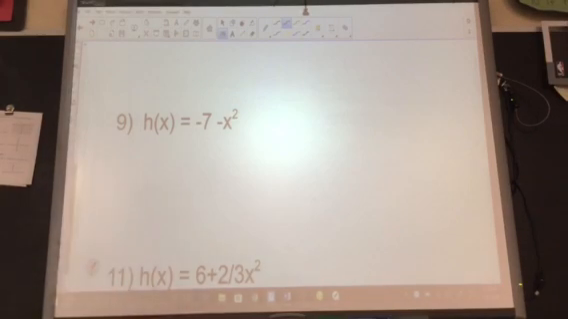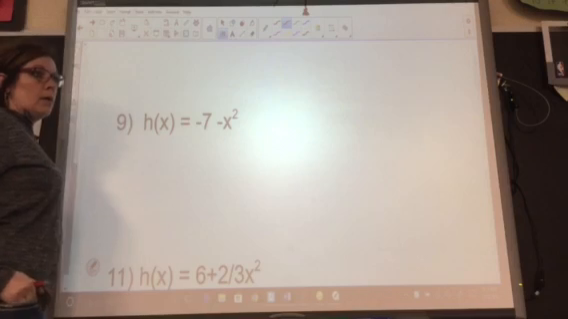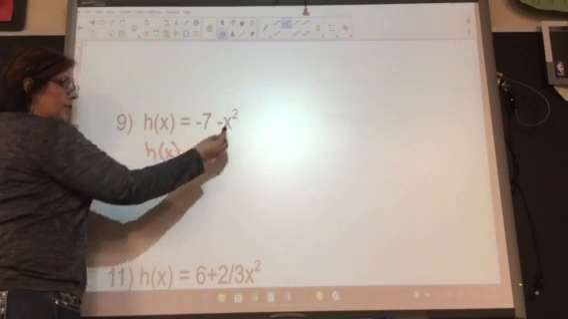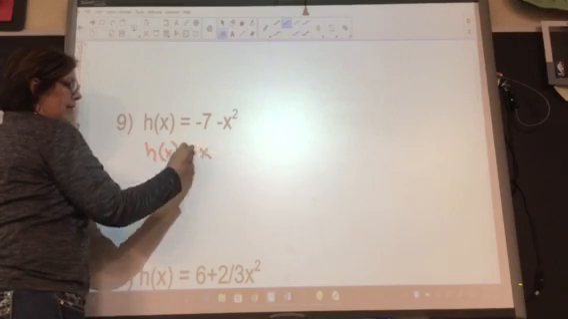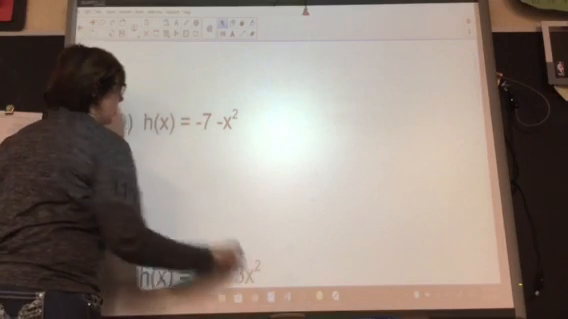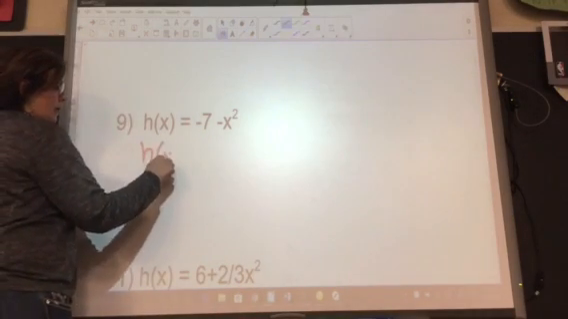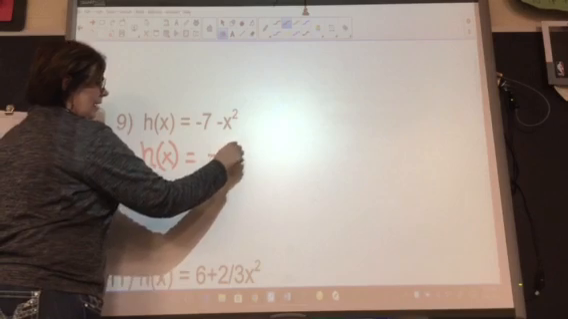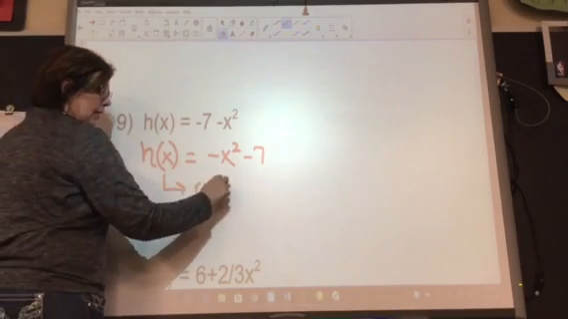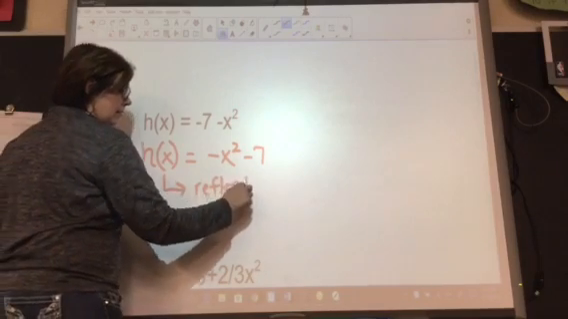What about number 9? The directions for number 9, same thing. Describe how the graph is related to the parent function, f of x equals x squared. Missy, number 9. The graph is reflected across the x-axis. Yeah, I'm going to rewrite it so you can see really what it looks like. Yes, Missy, you're right. I'm just going to put the y coordinate first: y equals negative x squared minus 7. So you said that the graph is reflected across the x-axis.